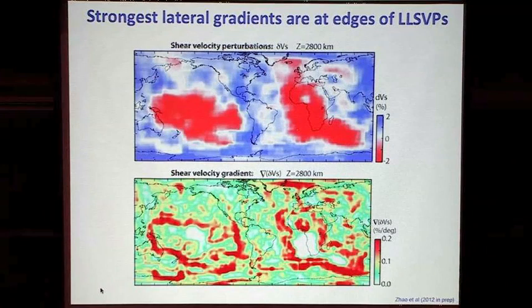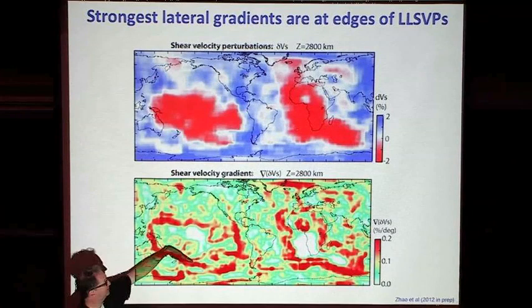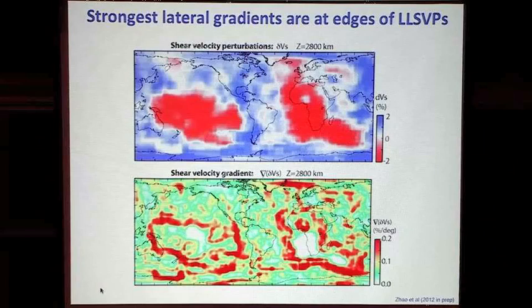If you do this for the different models, these more subtle details are very different. And even the larger things differ. But to me, the take-home message of this plot is if you do this for any model, the strongest lateral gradients surround the large low shear velocity provinces. So even in the tomography, there's some information here that supports this hypothesis that these things may be chemically distinct. So we want to do better.